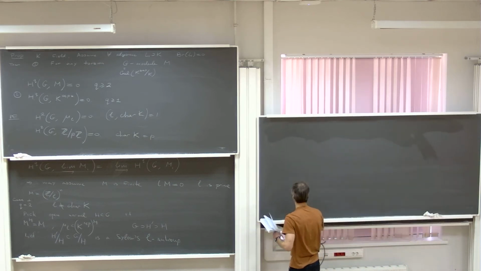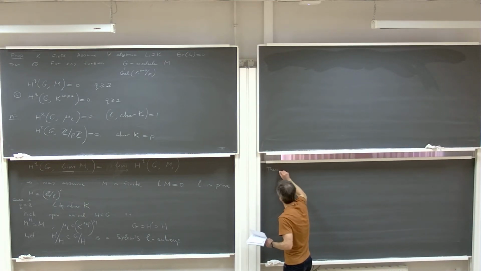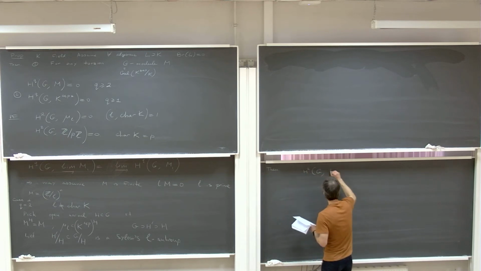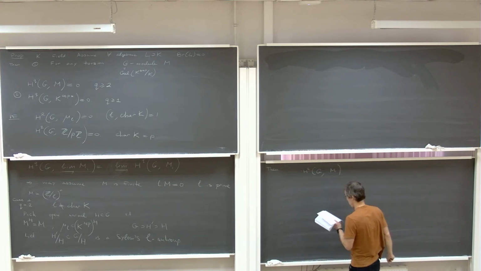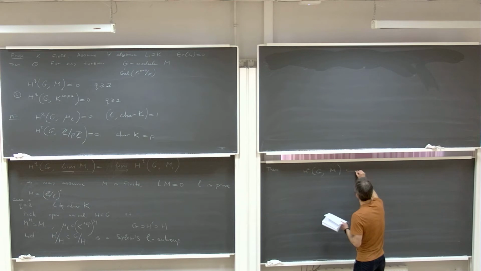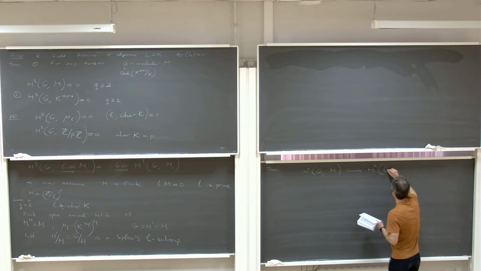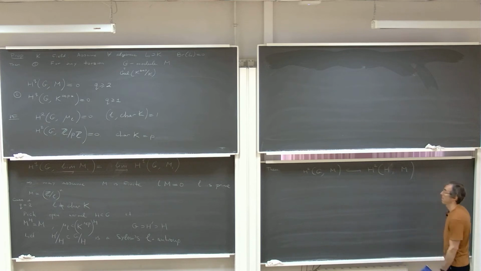So then we have the second homology of G with coefficients in M. And first of all, it embeds into the second homology of H prime with coefficients in the same M, right?